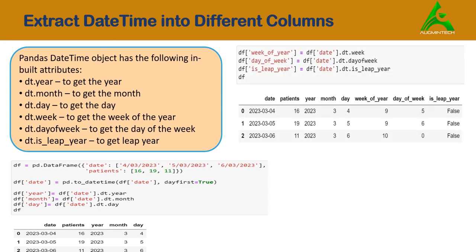We can also get the week of year, day of week, and is leap year. So you can see it creates all of the columns extracting the respective month, day, week of year, day of week, leap year, year, month, day from the specified date.